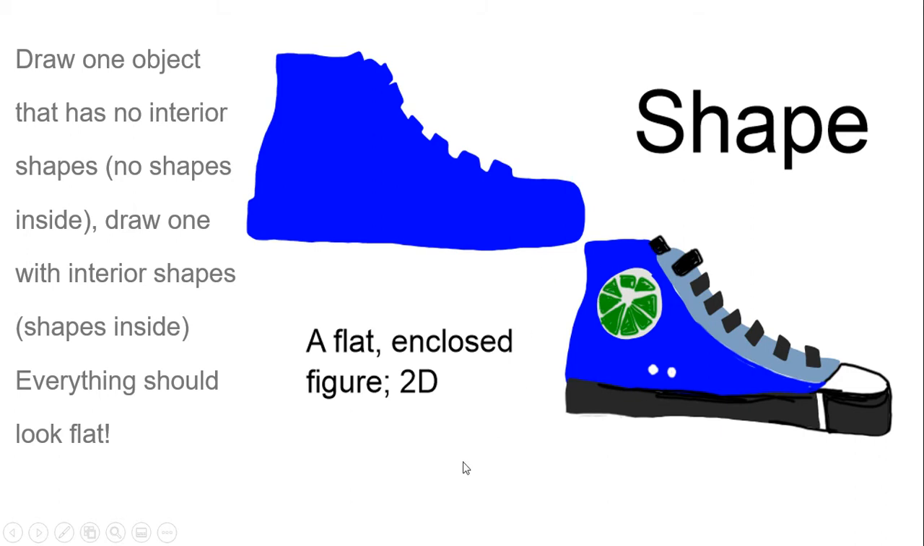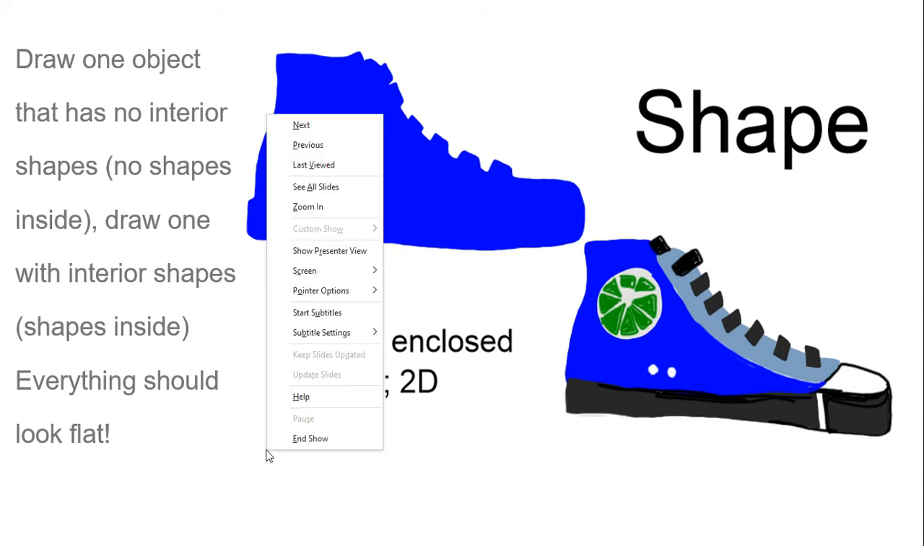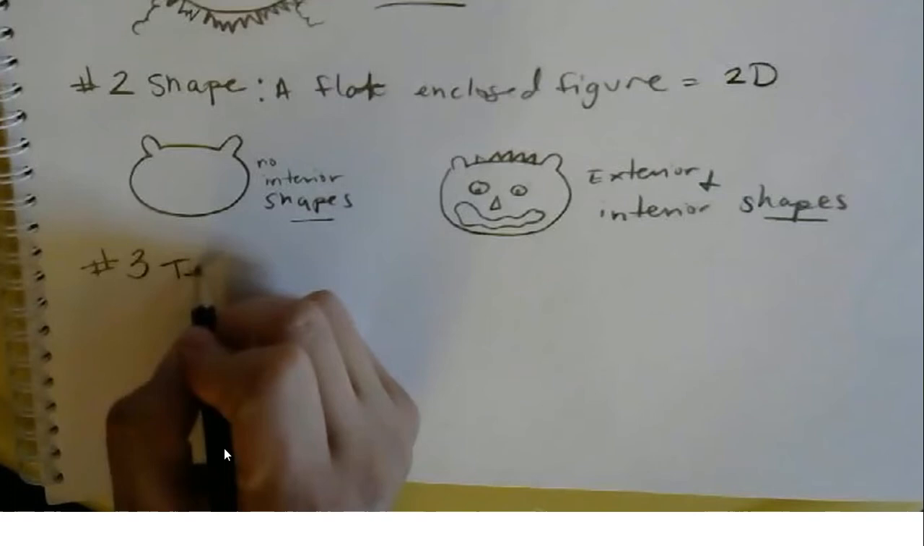Now, if you want to color them, perfectly great, extra effort. If you don't want to, you don't necessarily have to, though. But everything should look flat. Don't try to make it look 3D. Here's my example. So I've got my definition, I've got the outline, enclosed shape of my lion head, and then the shape that has interior shapes inside of it as well.